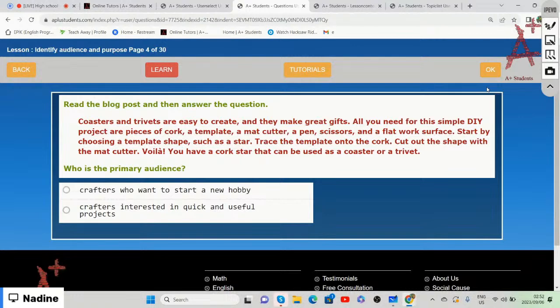All right, so basically, who is the primary audience? Is it crafters who want to start a new hobby or crafters interested in a quick and useful project? It can basically be both but we need to choose one. I think it is the crafters interested in a quick and useful project.